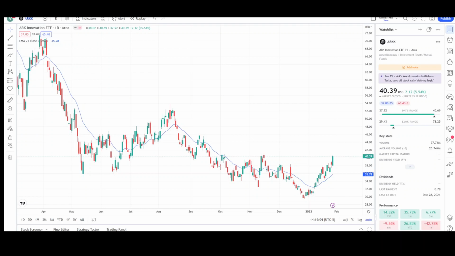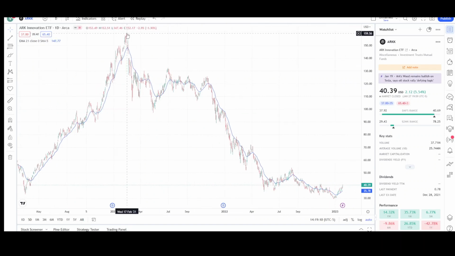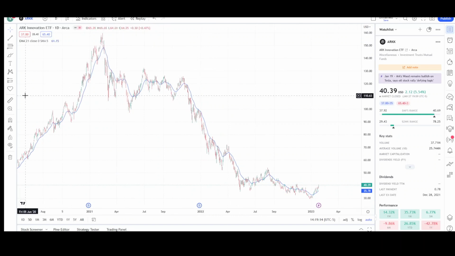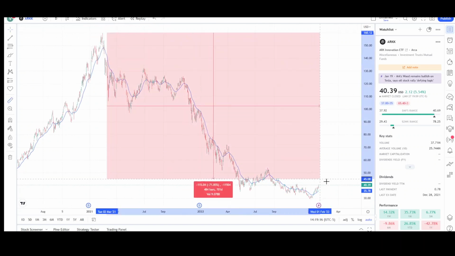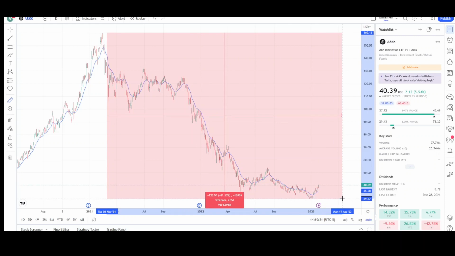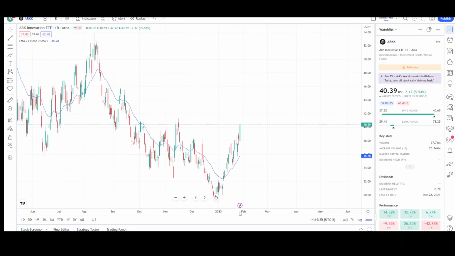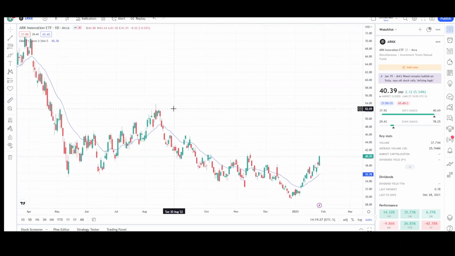chart. Here we have the daily chart for ARK Innovation, and this ETF definitely got slammed in this bear market. It was once trading at 160, now it's trading around $40. Let's take a look at that drop, which is about 74%, and at one point it was about an 82% drop. So, a very large drop. Let's go and analyze the more recent price action first.